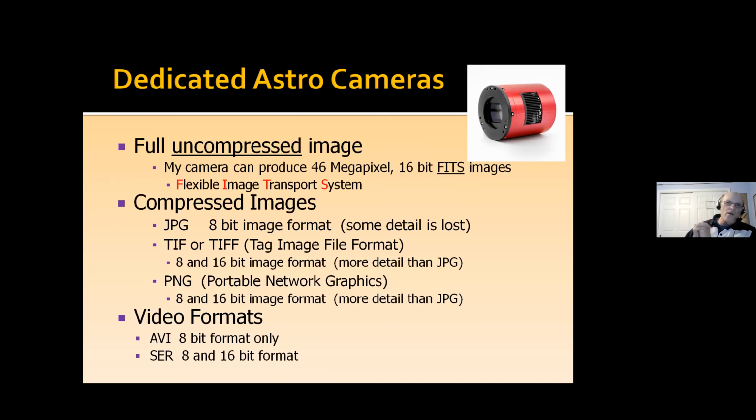So when you go from 10 megabytes to 1 megabyte, something's got to give. You're going to lose something. And that always happens when you go from TIFF to JPEG or PNG to JPEG. You're going to lose something.